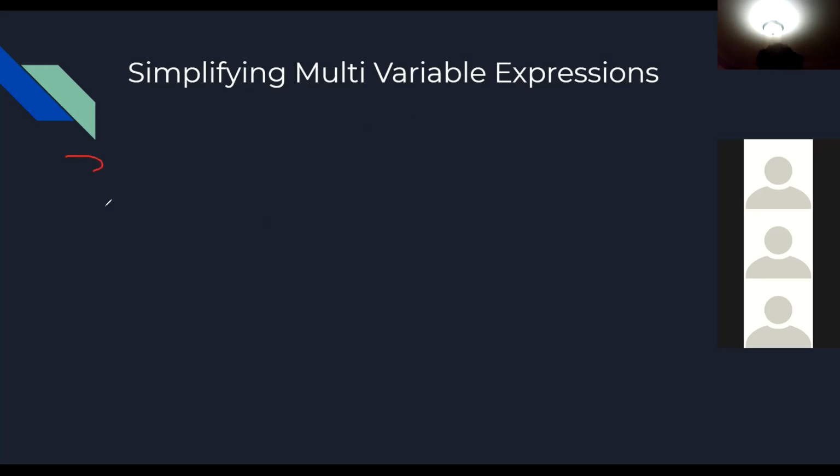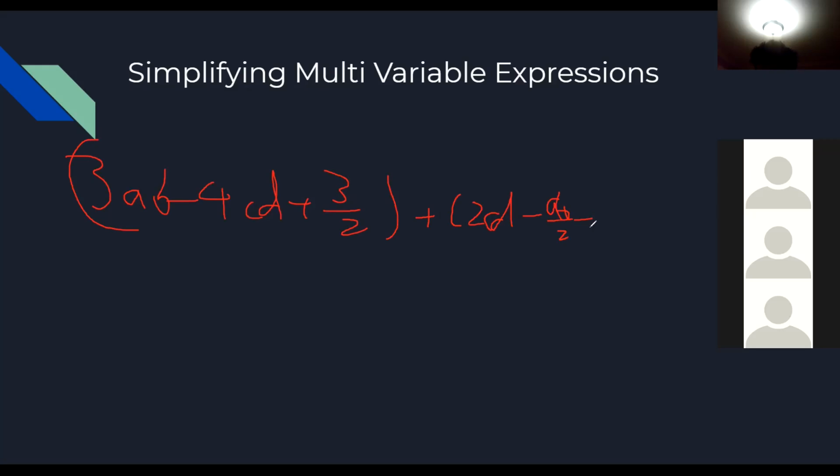As practice: 3ab minus 4cd plus 3 over 2 plus 2cd minus ab over 2 plus 3 plus 2 minus ab. What does this expression simplify into? As I've discussed before, you need to find like terms.